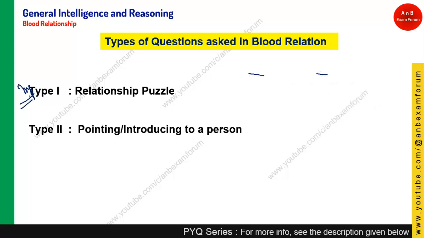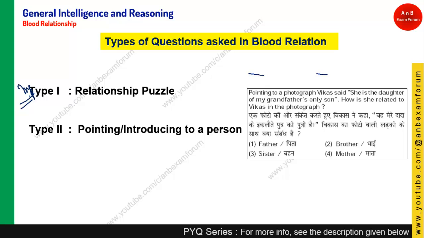The next one is pointing or introducing a person. You must have seen questions like this, where somebody is pointing to some photo, or somebody is introducing somebody. All those questions fall into this particular category. This is the second important type which is generally asked in blood relation, and there is a special trick for solving this particular type that I am going to share with you at the end of this session.